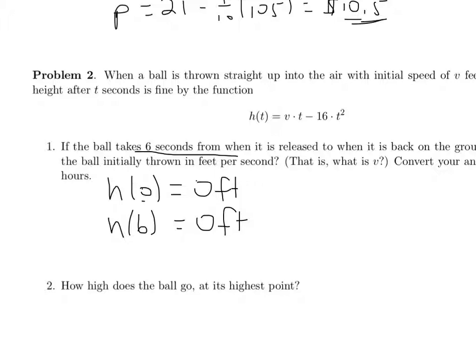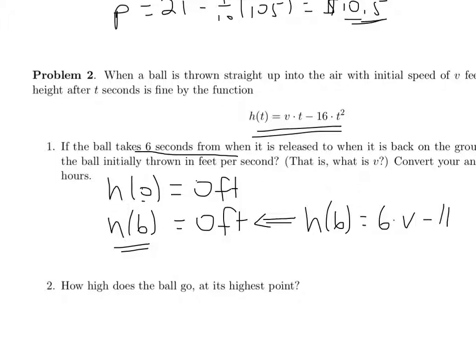The second thing can be used to our advantage, though, because we also can find h of 6 by plugging 6 in for t in this equation. So according to the equation, h of 6 is 6 times v. I'm going to rewrite v, instead of writing v times 6, it's a little awkward, minus 16 times 6 squared. So 6 squared is 36, so I'm just going to squeeze that in there. So 16 times 36.